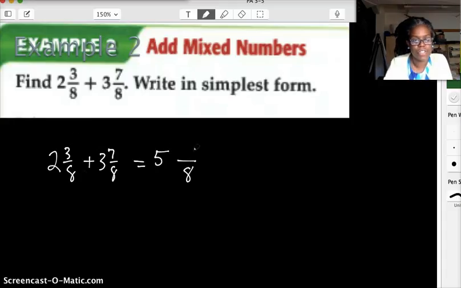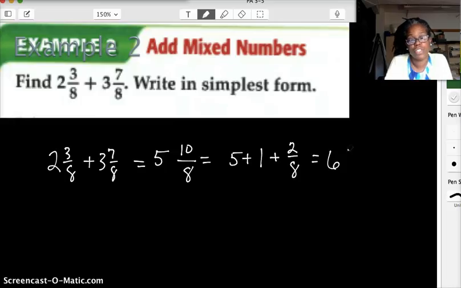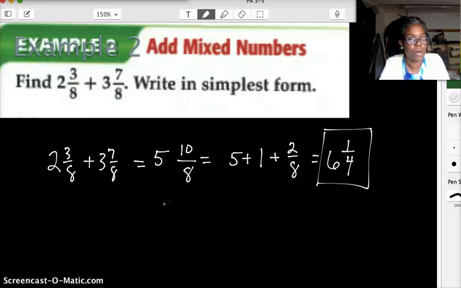3 plus 7 is going to give me 10. And then I have 5 plus 8 goes into 10 one whole time with 2 left over. So that's 2 over 8. Are you guys walking with me? I hope so. So this is 6 2/8. We saw in the last problem that 2/8 reduced nicely to 1/4. So my final answer is 6 1/4.